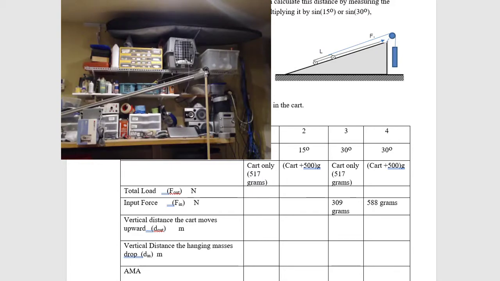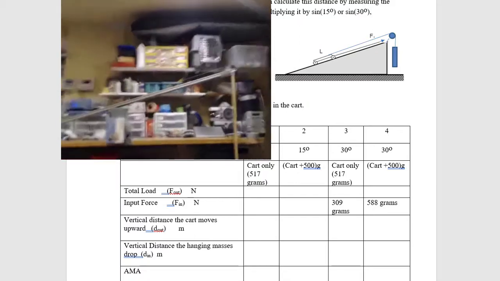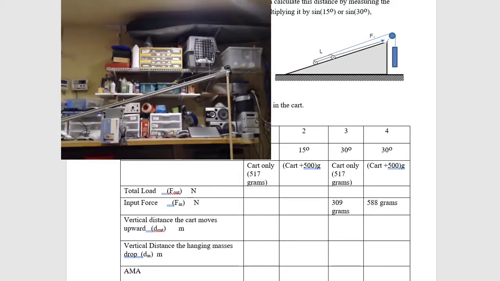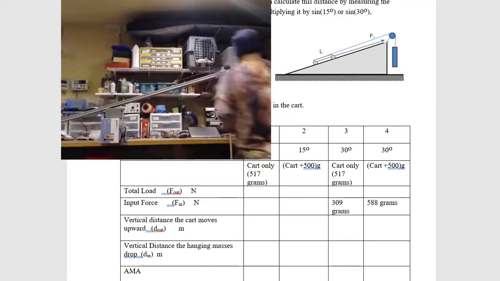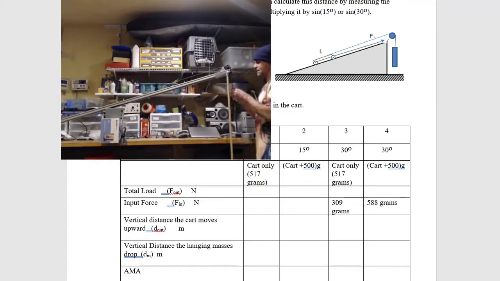All right, I'm going to start with the cart without any extra mass on it. I'm going to slowly add mass to this. Right now I have a 50-gram mass plus the 50-gram hanger. I'm going to add clay to increase the weight of that hanging mass over here. As I add clay to it, let's see what happens. At some point, everything should start to slide. Didn't quite do it there.